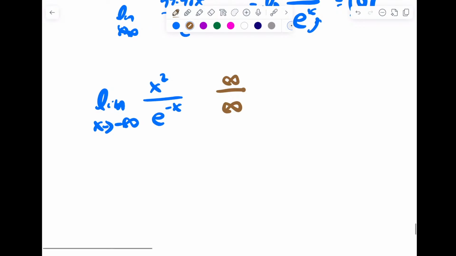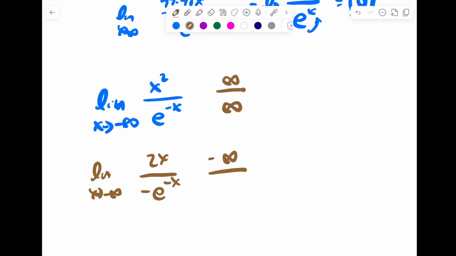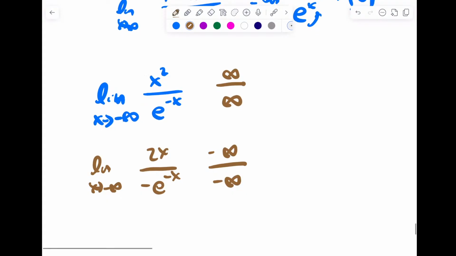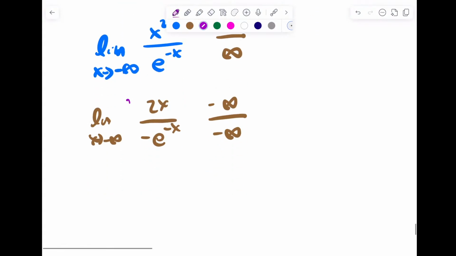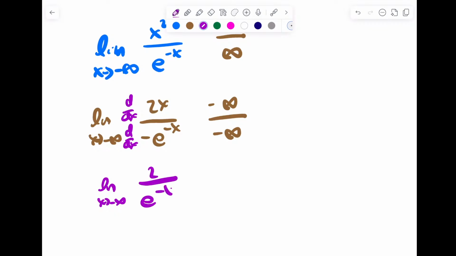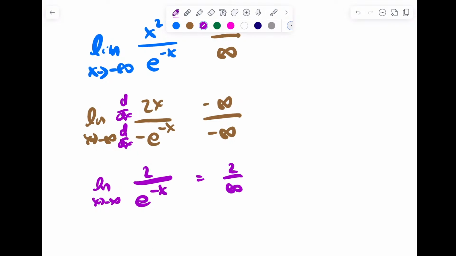So we say, let's take the derivative of the top, which will be 2x, and negative e to the negative x. The limit as x approaches negative infinity. What am I going to get here? I'm going to get negative infinity over negative infinity, right? So we keep on going. The limit as x approaches negative infinity of 2 over e to the negative x, because of the chain rule. And that's going to be 2 over infinity. 2 over infinity is equal to 0. So the answer is 0. Aiden, do you understand?